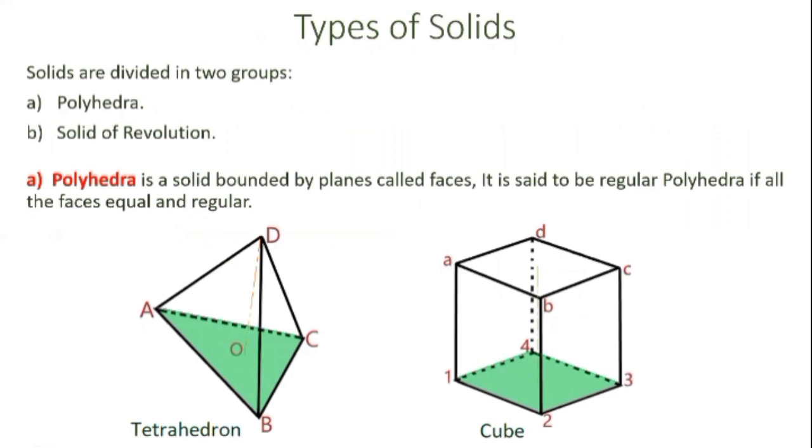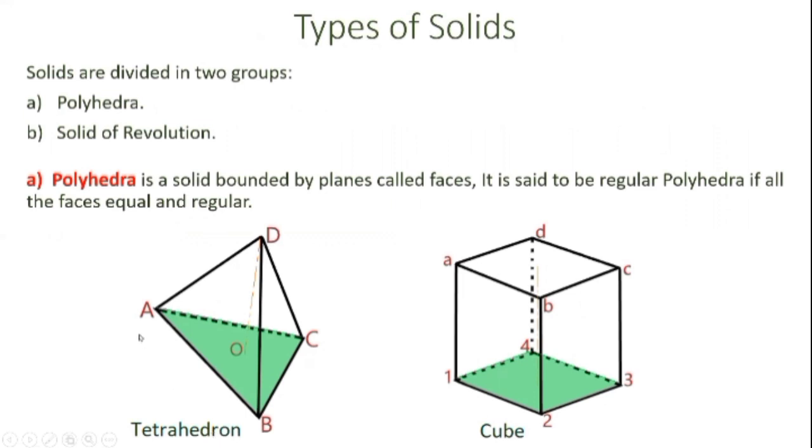Types of solids. Solids may be divided into two categories: polyhedra and solids of revolution. A polyhedron is a solid bounded by planes called faces. Here we have taken two examples: tetrahedron and cube.